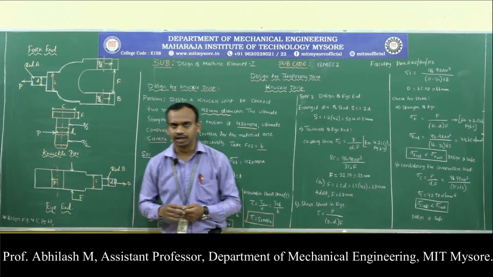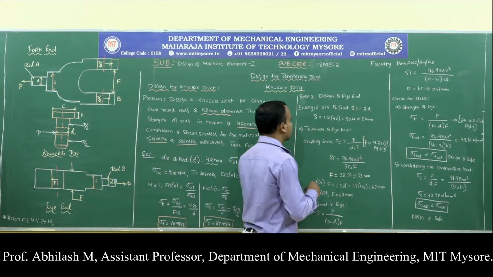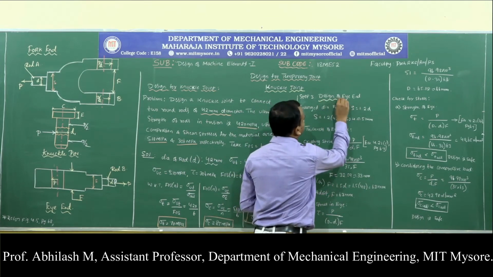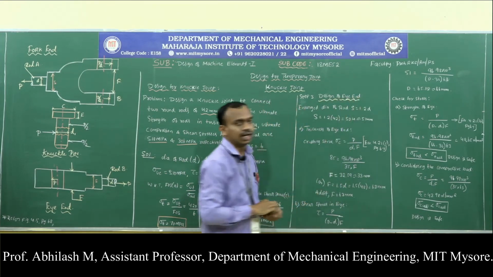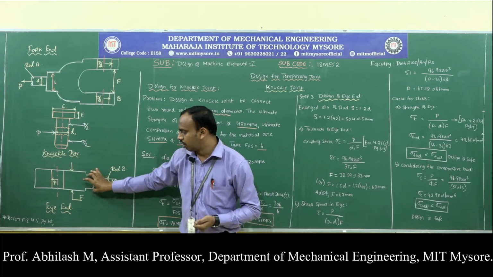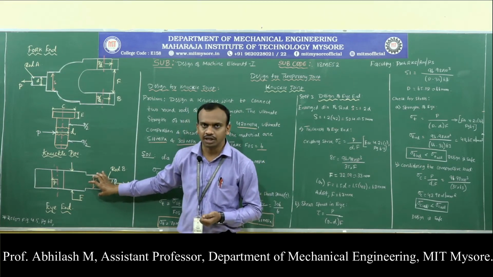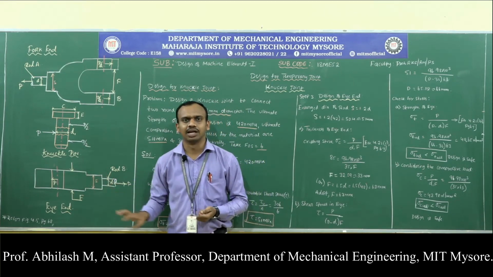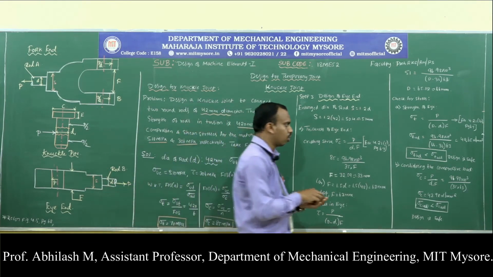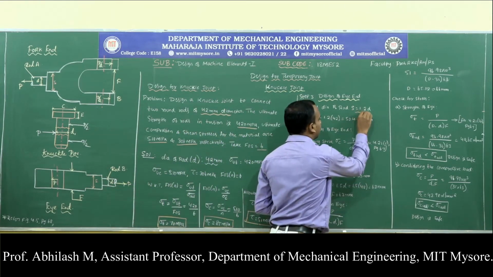So how do I do that? Coming to the design of the eye end. The enlarged diameter of the rod end, which is denoted by the term S, can be calculated by taking a value of 1.2 times of D.